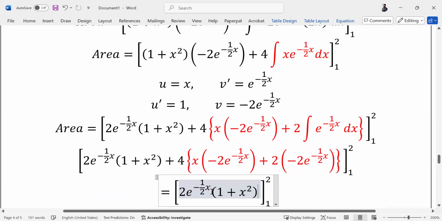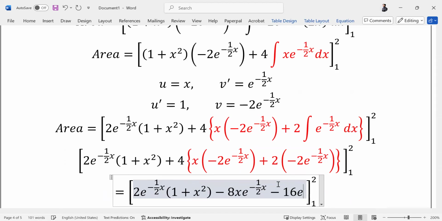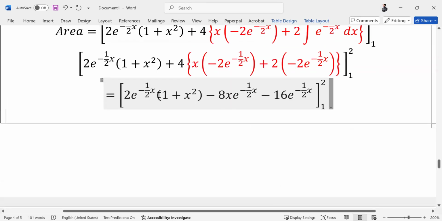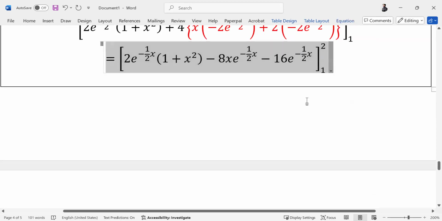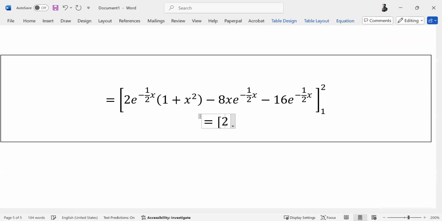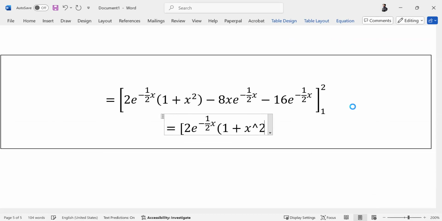Let's multiply. So what do I get? Minus 8x e to the power minus half x. Minus 4 plus 4 is minus 16 e to the power minus half x. Now you have so many e to the power minus half x, so it's better if you take e to the power minus half x separately, toh baaki saara kaam aasaan ho jaata hai. Remember the limits still need to be applied on the entire integral. So 2e to the power minus half x common. I'm left with 1 plus x square minus 4x minus 8.